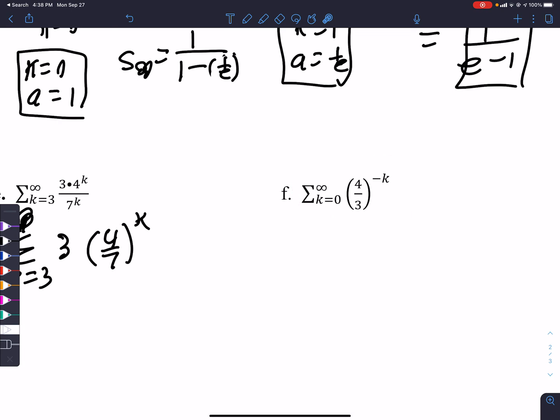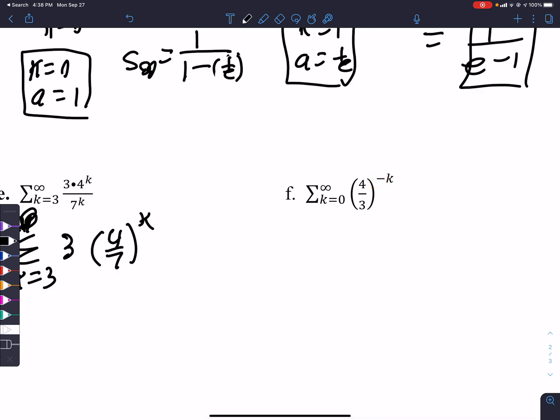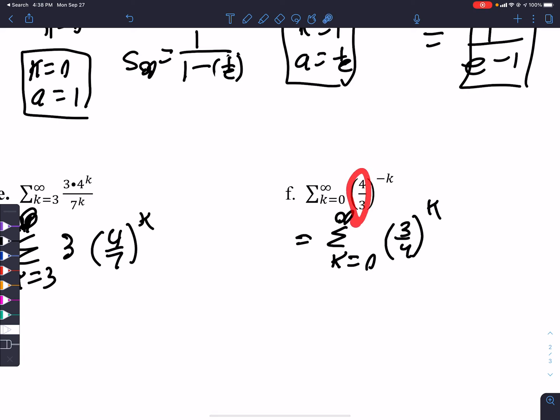And the answer is no, because of the minus sign. So I would rewrite this like this. It would be 3/4 to the k. So some might look at that and say, oh, that diverges because that is greater than 1. But know that the minus sign changes these to that. And the absolute value of 3/4 is less than 1. So this series does converge.